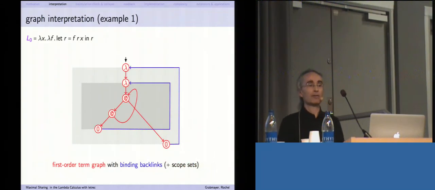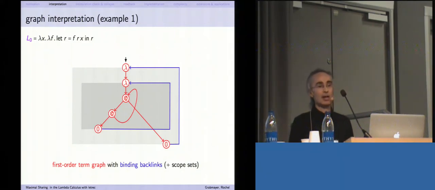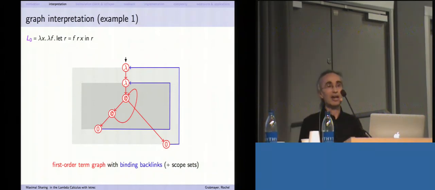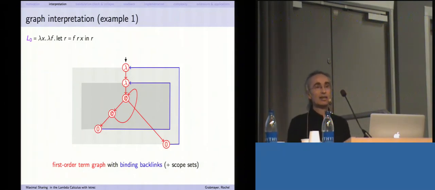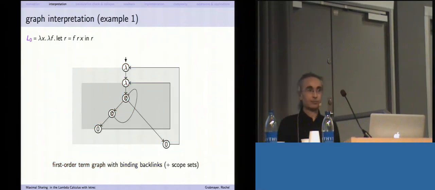And now I make a term graph out of it. Out of an abstraction, I make a node that is called a lambda node, which has 1 successor. Out of an application, I make an application node, which has 2 successors, one for the function and one for the argument. And there is a third type of nodes, namely a 0 node, which indicates a variable occurrence. And that has a back binding to the corresponding lambda abstraction.